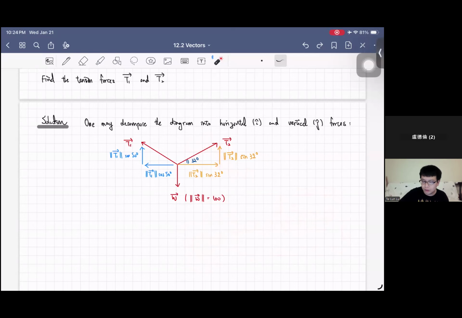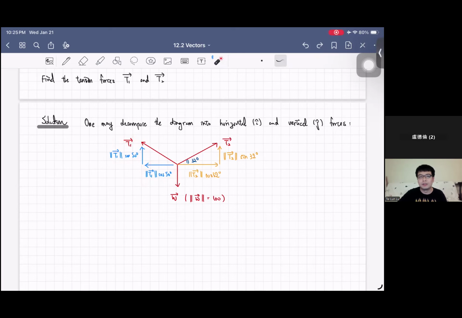And you can get the rest of the thing similarly. You have the magnitude of T2 times sine 32. Oh, sorry, this should be cosine 32. And you have a similar argument here, which you get sine 50 times tension of T1, cosine 50 times tension of T1.